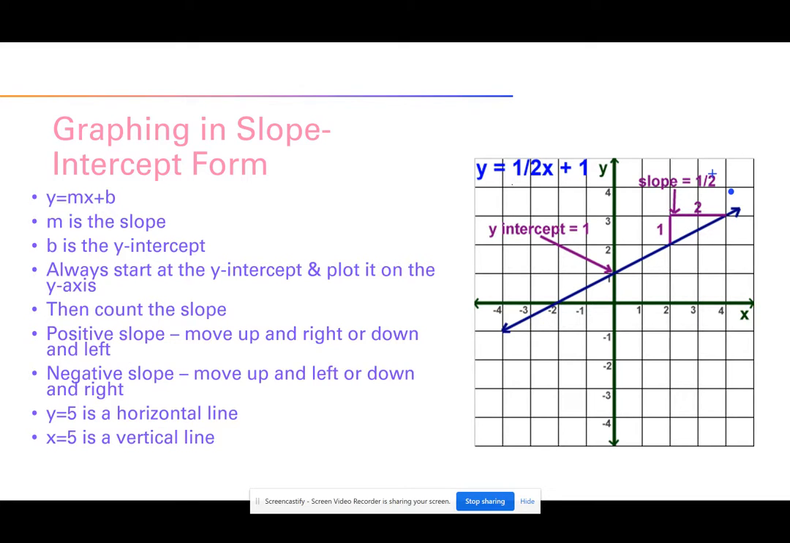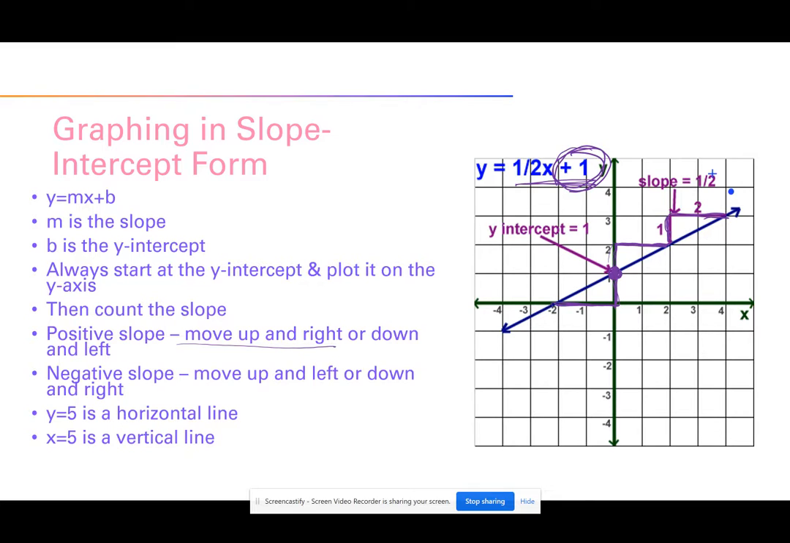So for example, here we have 1/2 x plus 1. This plus 1 is your b, so you're going to start at your positive 1 on the y-axis. Then you're going to count your slope 1/2, so you go up 1 to the right 2, up 1 to the right 2. Or you could go opposite, so you could go down 1 and to the left 2. So when it's a positive slope, you always move up and right, or down and left, just like we did here, because you want your line to be rising from left to right.